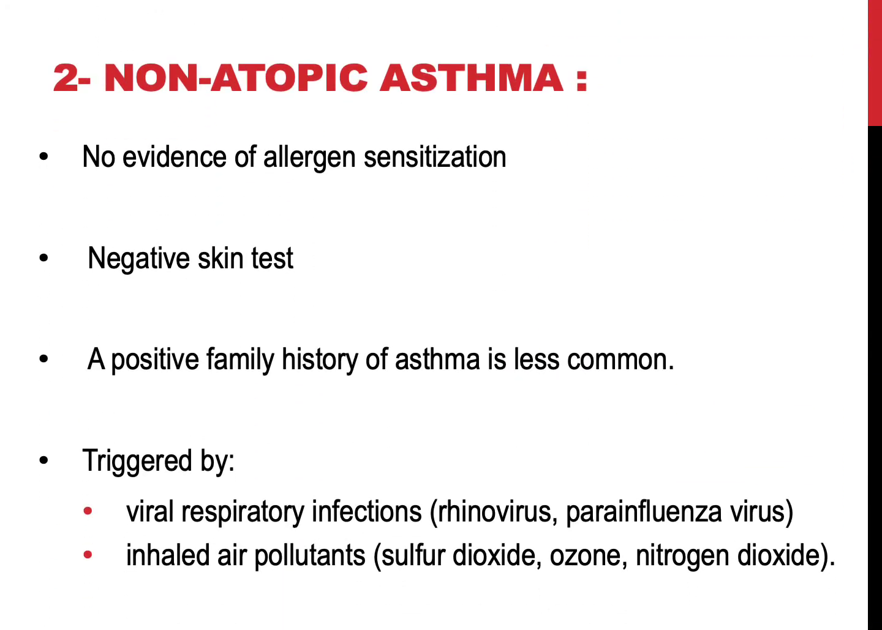The second type is non-atopic asthma. Here the patient does not have evidence of allergen sensitization, so the skin test is negative. A positive family history of asthma is considered less common in this type. Respiratory infections due to viruses such as rhinovirus and parainfluenza virus, and inhaled air pollutants such as sulfur dioxide, ozone, and nitrogen dioxide are common triggers.